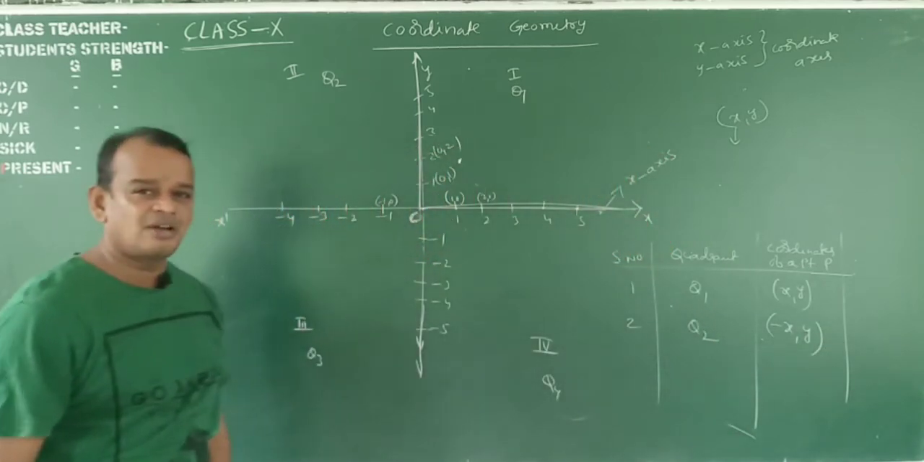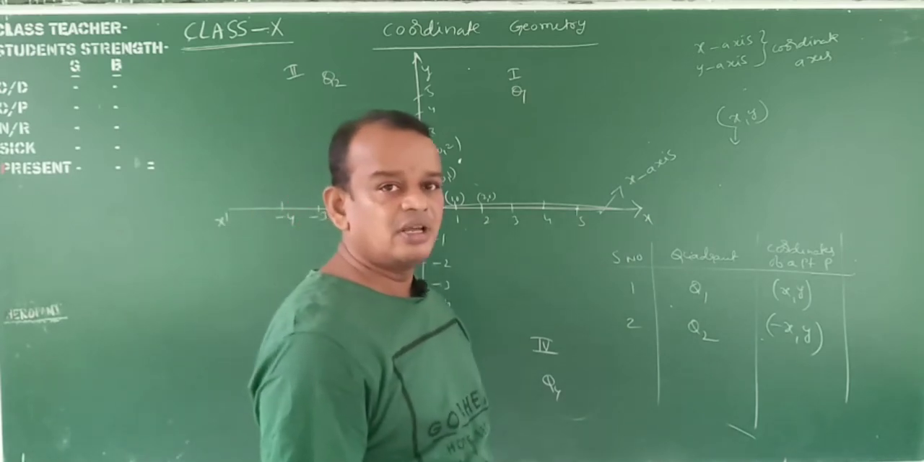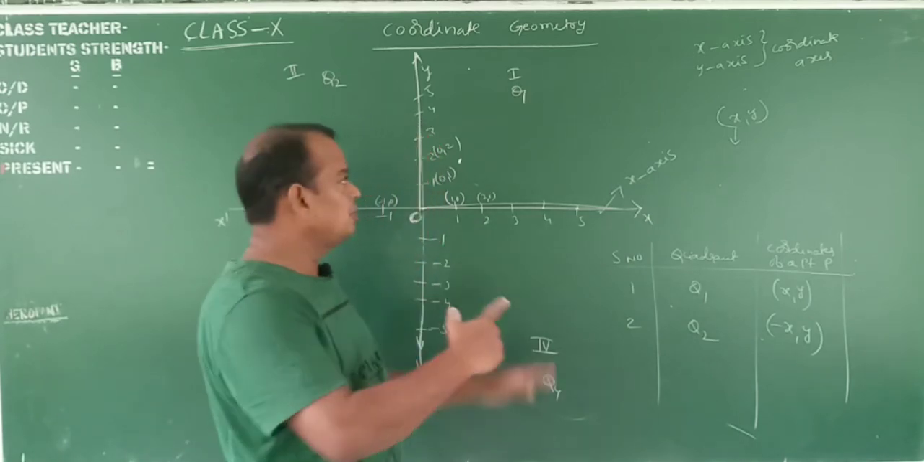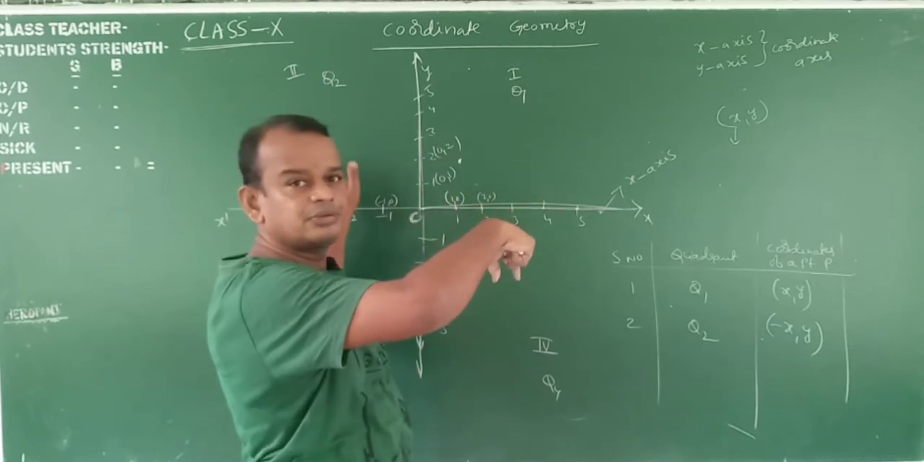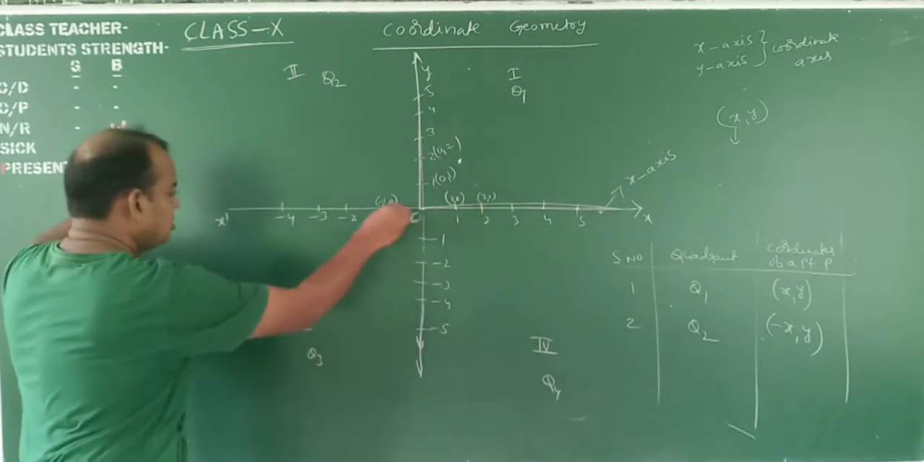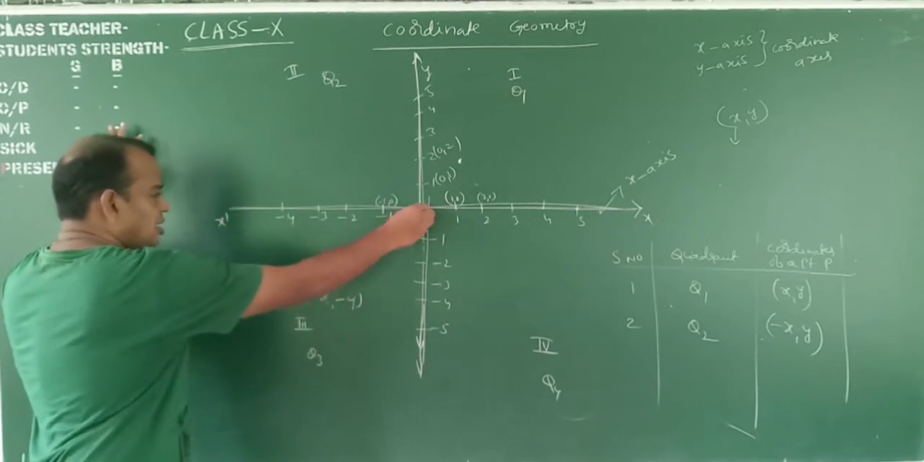100% one-mark questions are very, very important, in basic mathematics or standard mathematics. Minus 1 comma 2 lies in which quadrant? Minus 1 comma 2, x negative. Keep in mind this one. Minus 1 comma 2, x negative, y positive: second quadrant. In this one, observe that x negative, y negative, means minus x comma minus y.